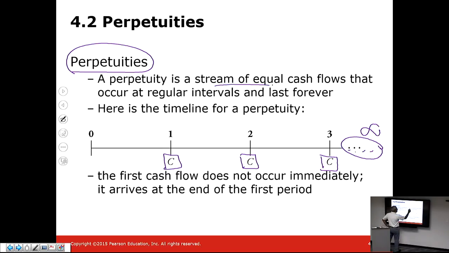So it's a stream of equal cash flows. That's one feature. The other is that they are made at regular intervals. There is no break in these cash flows. They occur at regular intervals and they last forever.